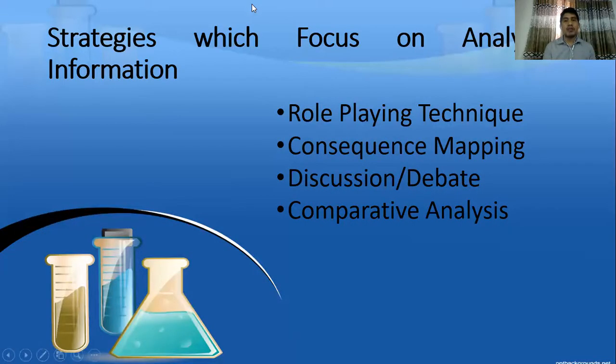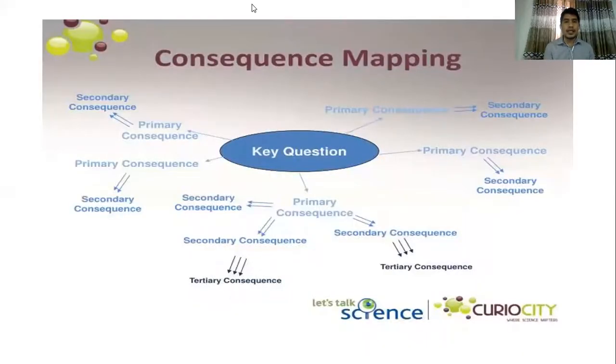So consequence mapping could be a strategy that you can use so that students will be able to analyze the information that is given to them. So if you try to look at the template of the consequence mapping, you are really to look at what are the primary consequences, the secondary consequences, and tertiary consequences. So this can be used in, of course, looking at the consequences of particular things that you are going to do, especially actions that involve science. So, say, for instance, what could be the consequence of illegal logging? What could be the consequence of dynamite fishing?